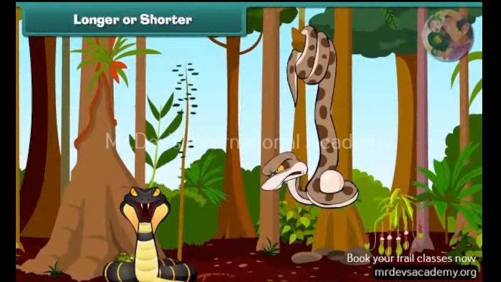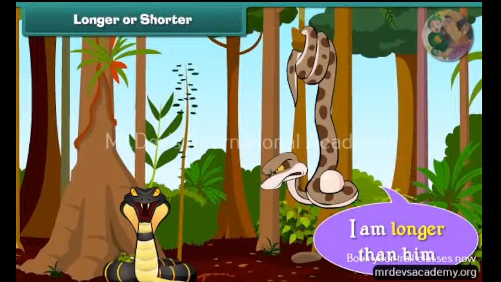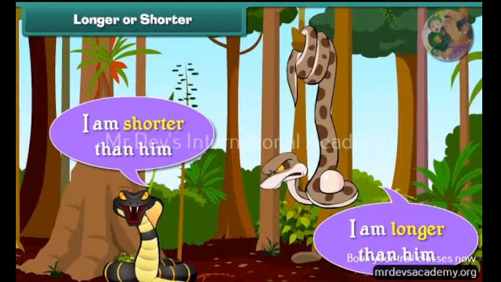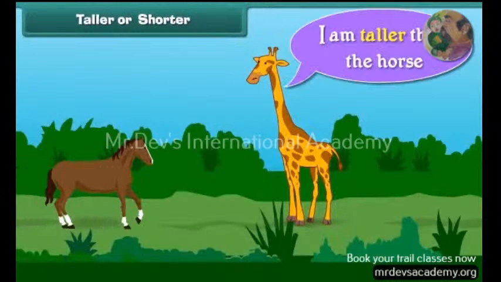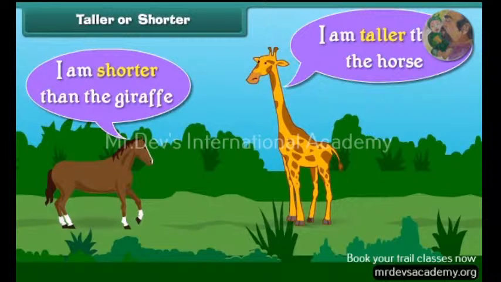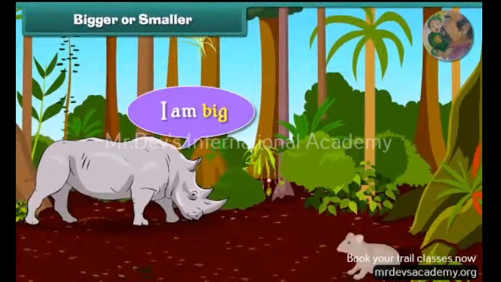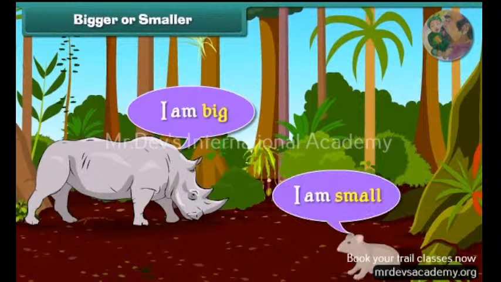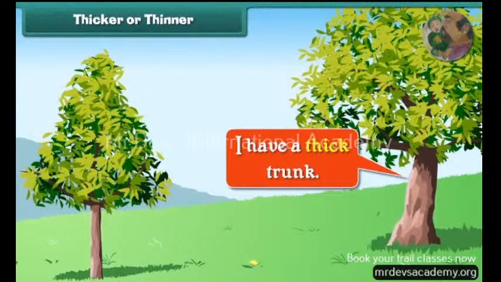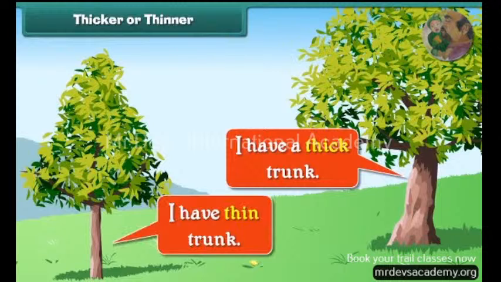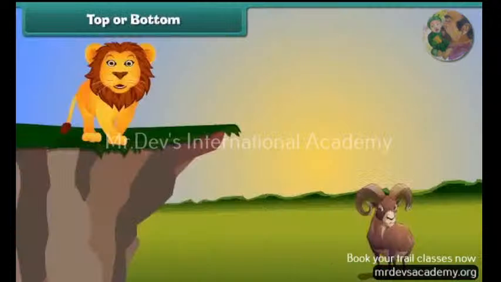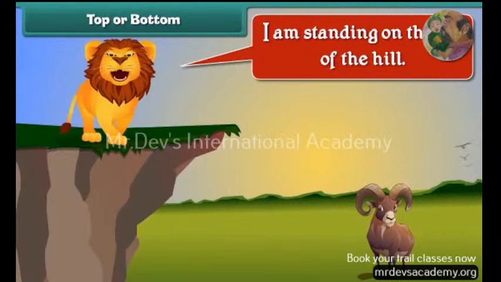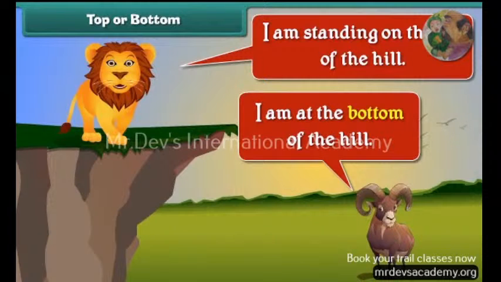When the two objects are not of same size, we compare them. I am longer than he is. I am shorter than him. I am taller than the horse. I am shorter than the giraffe. I am big. I am small. I have a thick trunk. I have a thin trunk. I am standing on the top of the hill. I am at the bottom of the hill.